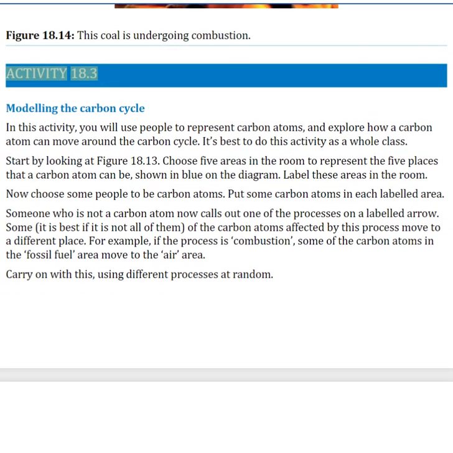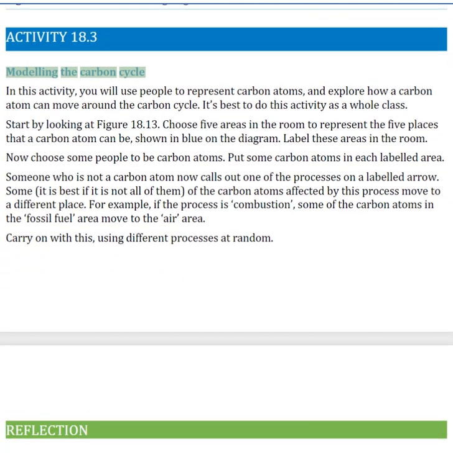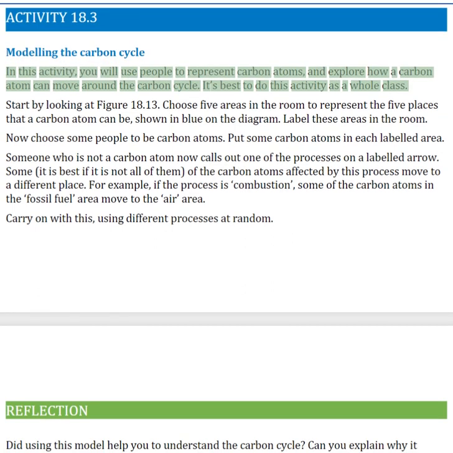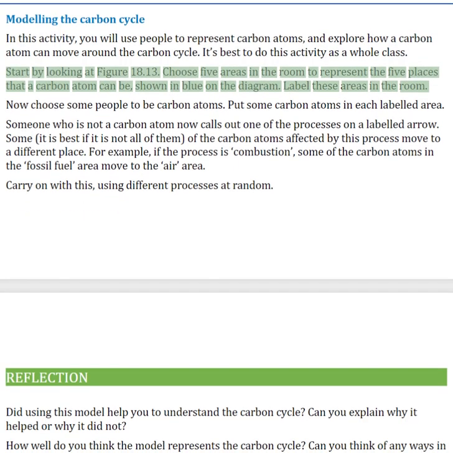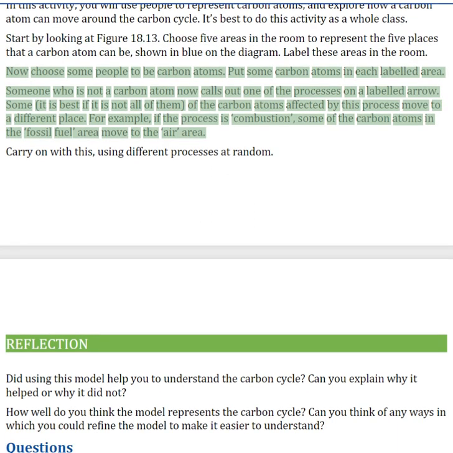Activity 18.3. Modeling the carbon cycle. In this activity, you will use people to represent carbon atoms and explore how a carbon atom can move around the carbon cycle. It's best to do this activity as a whole class. Start by looking at Figure 18.13. Choose 5 areas in the room to represent the 5 places that a carbon atom can be, shown in blue on the diagram. Label these areas in the room. Now choose some people to be carbon atoms. Put some carbon atoms in each labeled area.